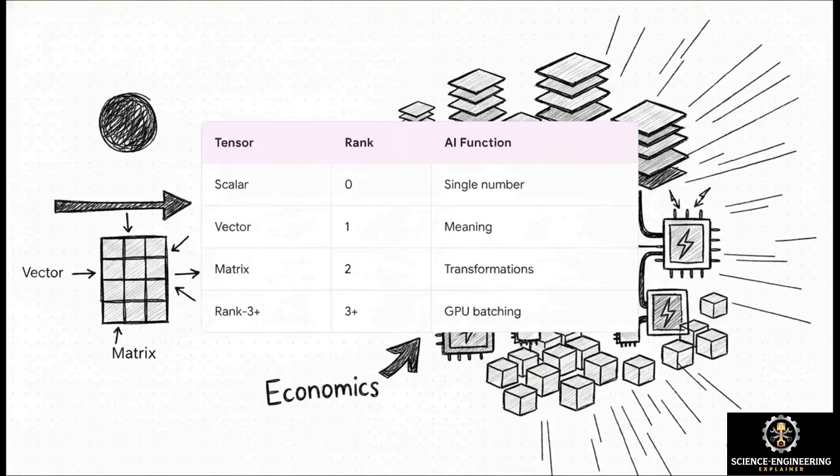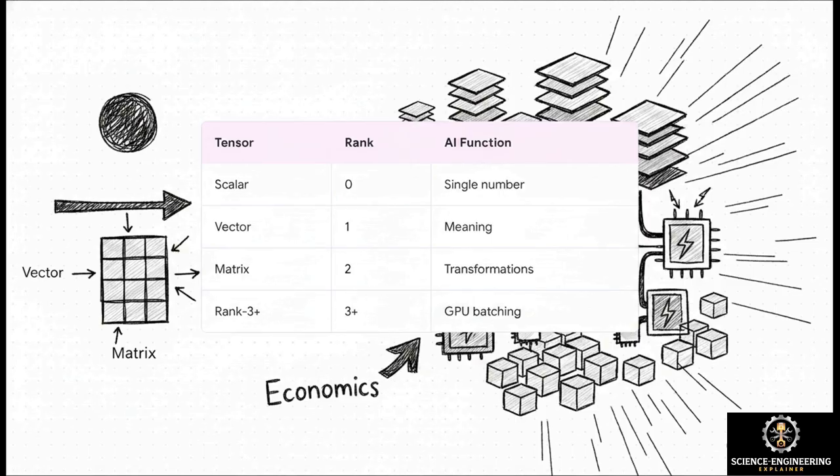But an AI doesn't just do this one single word at a time. It uses a tensor hierarchy. Now, a tensor is just a fancy word for an array of numbers. Rank 0 is your basic scalar, just a single number. Rank 1 is our vector for meaning. Rank 2 is a matrix, which handles transformations and neural layers. But deep learning, it lives way up at rank 3 and above.